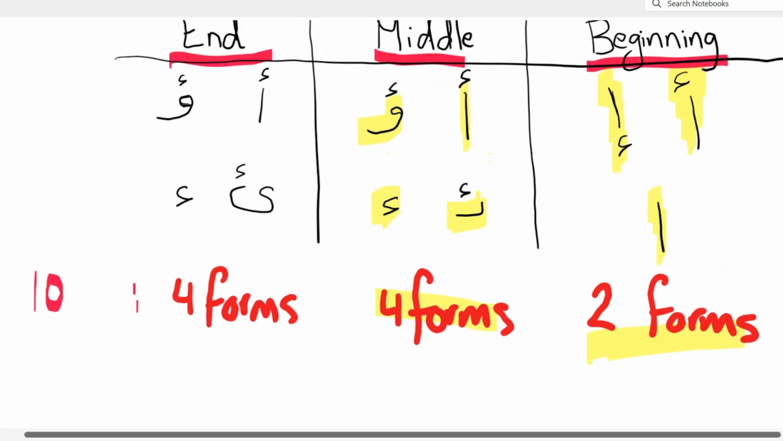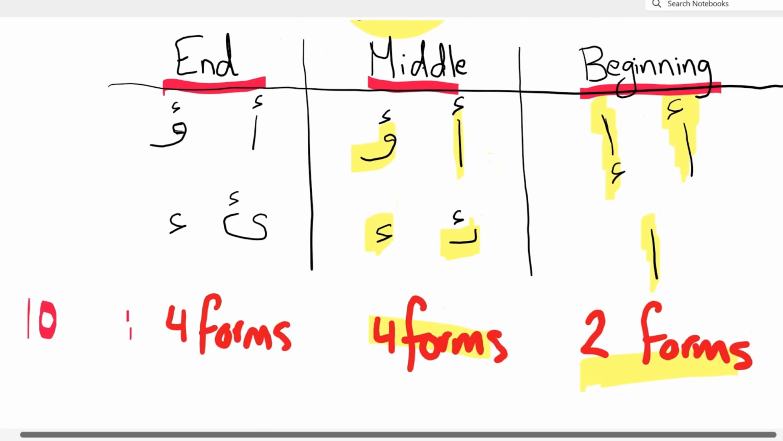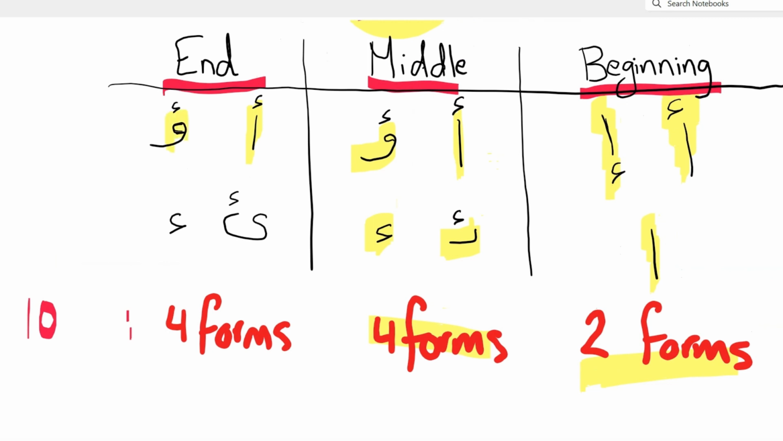Now, at the end of the word also, they're similar to the middle. So either on the stick, hamza, or on the waw, or on the ya without the dots, or on the line. And the ya looks like this way because it's at the end of the word, as we discussed before.